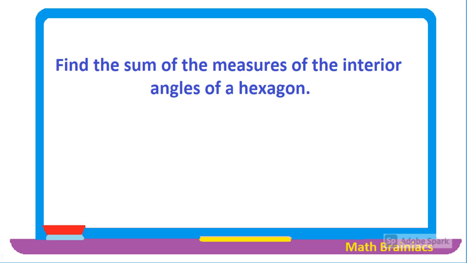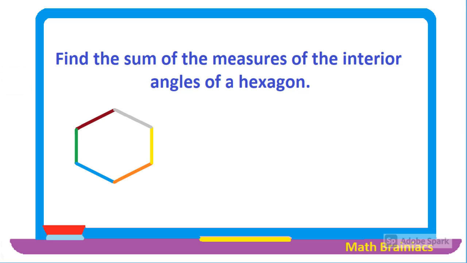Let us work on this example so that you will be guided. Find the sum of the measures of the interior angles of a hexagon. A hexagon has 6 sides.